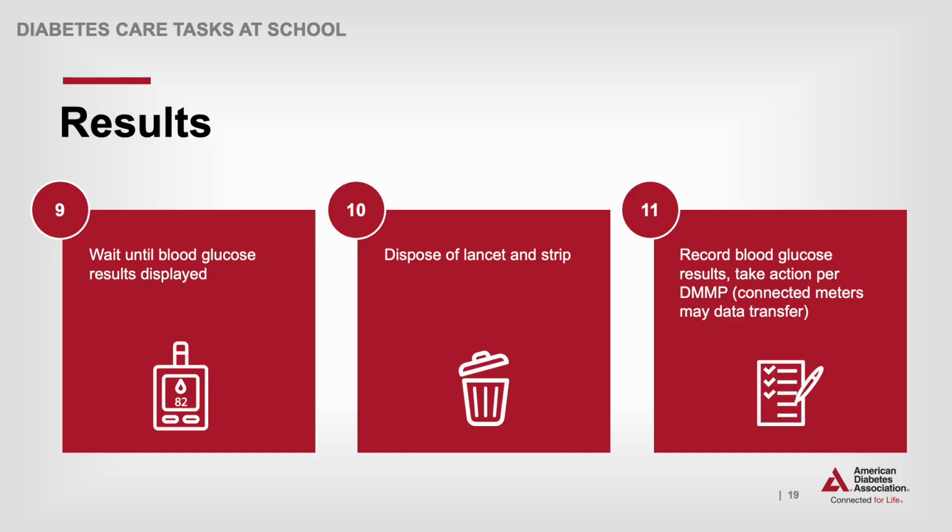Number 9. Wait. Blood glucose results will be displayed on the meter. Meter processing times vary. Most will take from 5 seconds to 1 minute. Number 10. Dispose of the lancet as per parent-guardian agreement with school and local ordinances. Never recap. Test strips may be discarded in a regular trash can. Plan for disposal of materials that come into contact with blood.